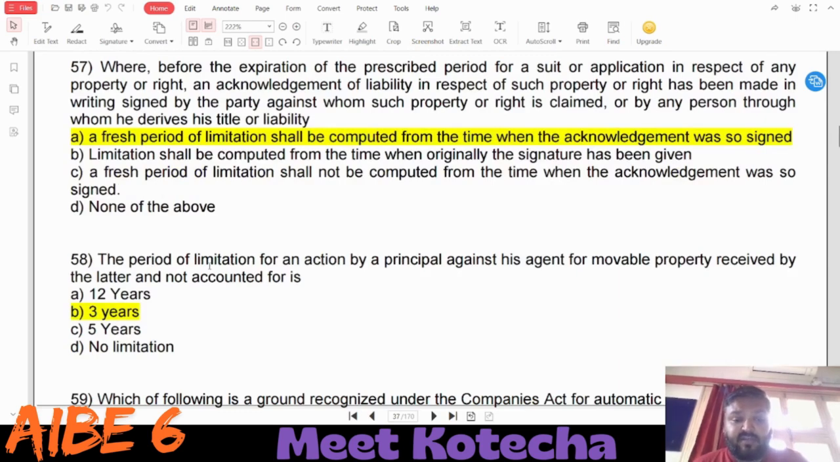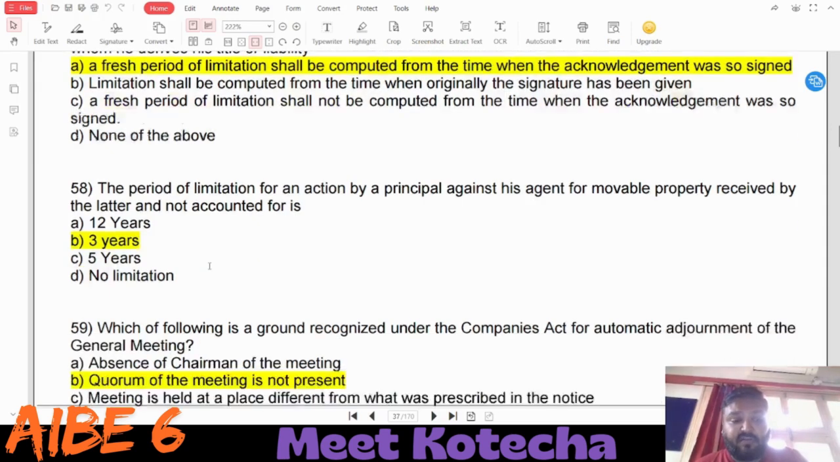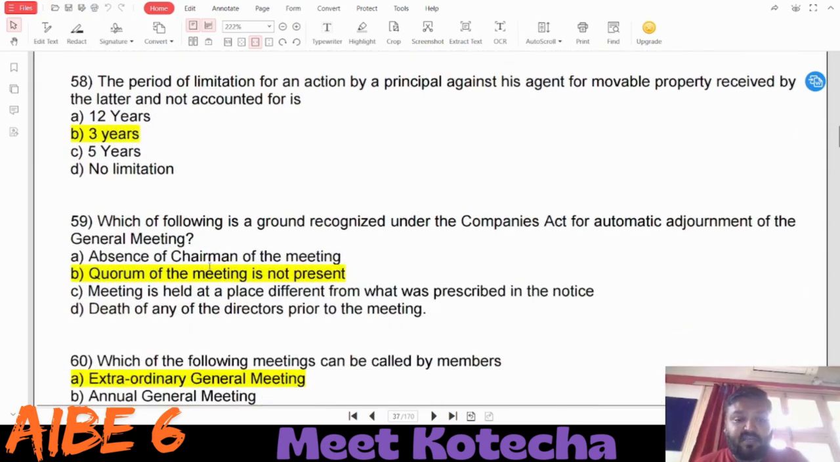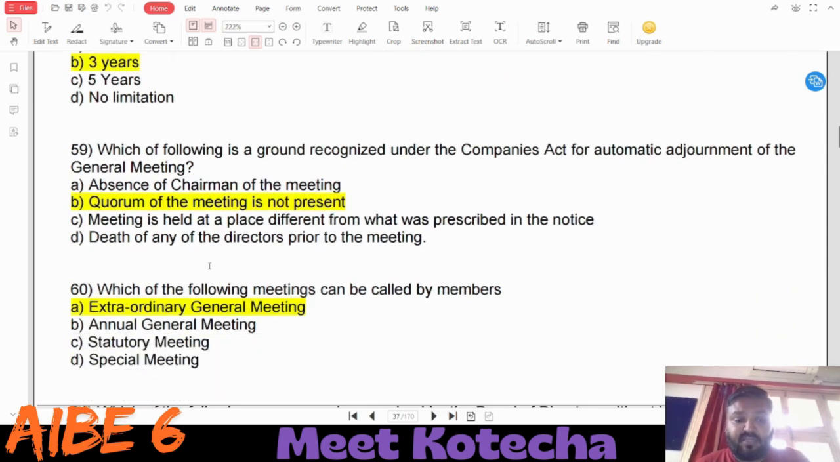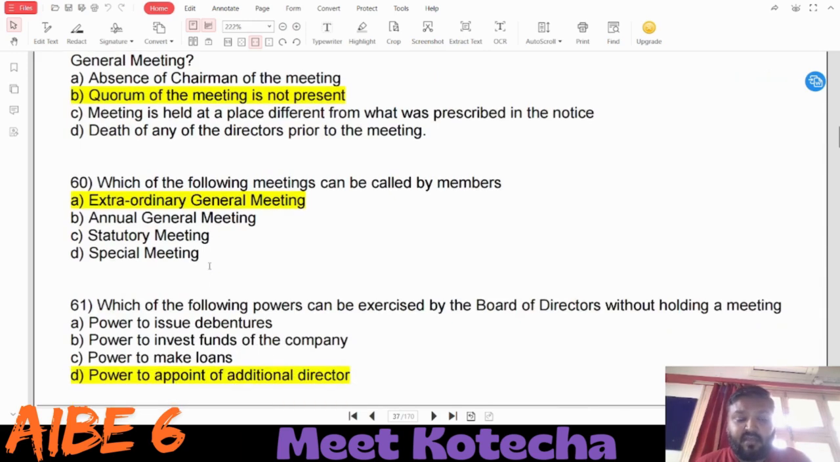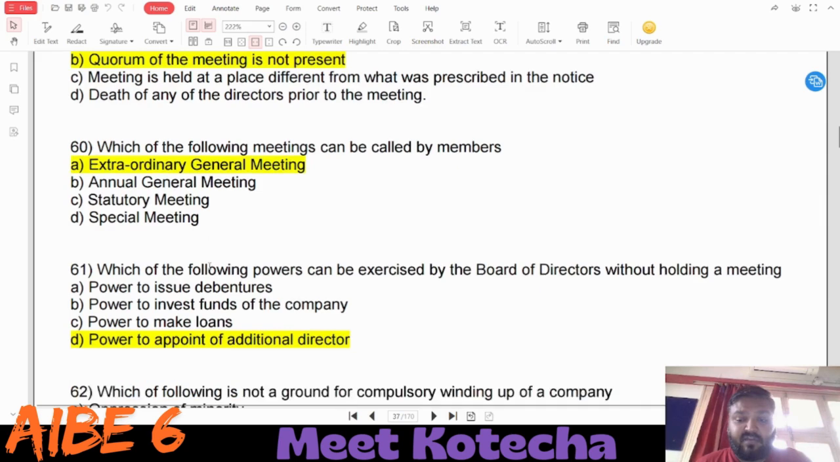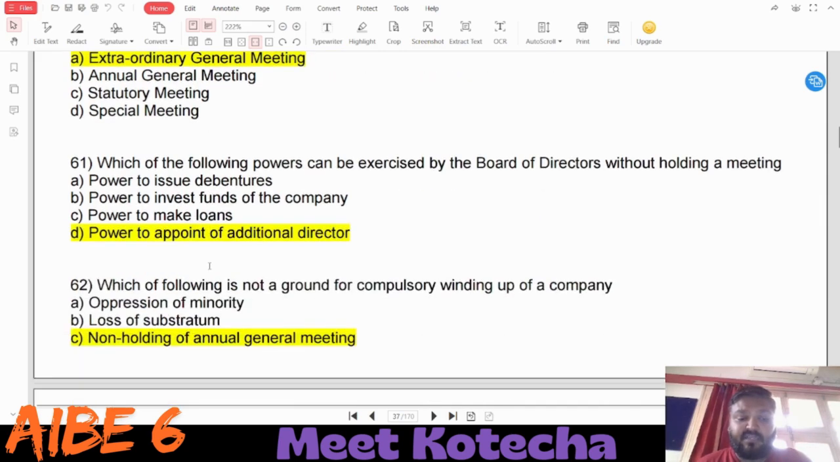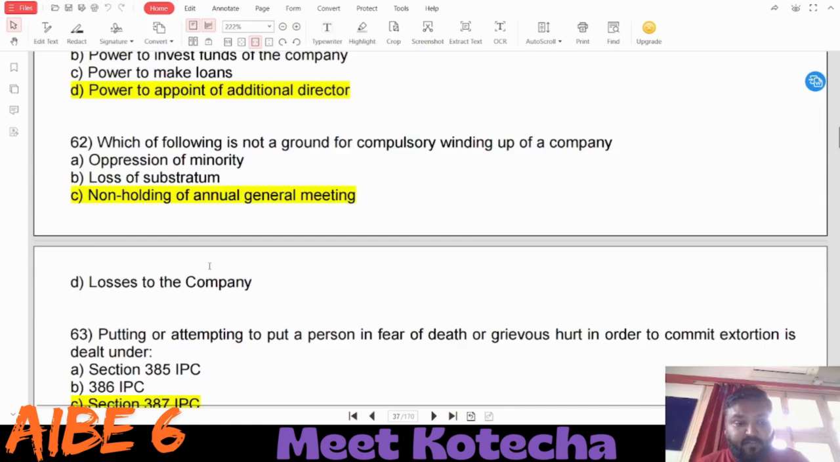The period of limitation for an action by a principal against his agent for movable property received by the latter and not accounted for is 3 years. Which of the following is a ground recognized under the Companies Act for automatic adjournment of a general meeting? Quorum of the meeting is not present. Which of the following meetings can be called by members? Extraordinary general meeting. Which of the following powers can be exercised by the board of directors without holding a meeting? Power to appoint an additional director. Which of the following is not a ground for compulsory winding up? Non-holding of annual general meeting.